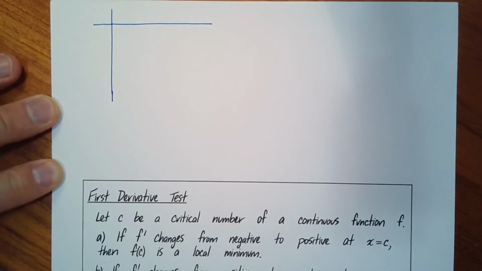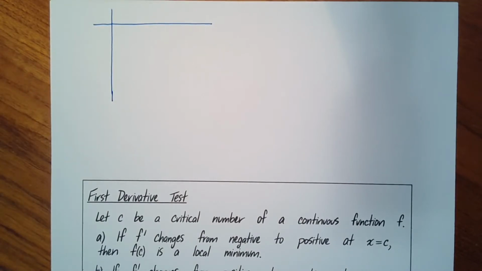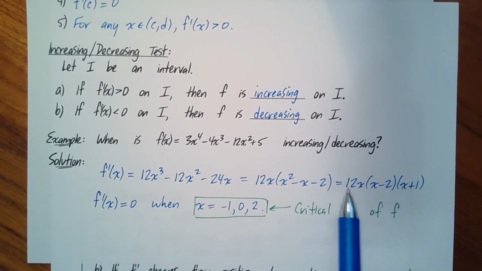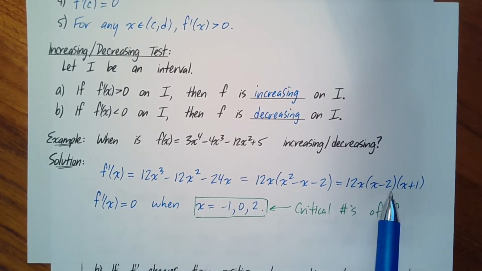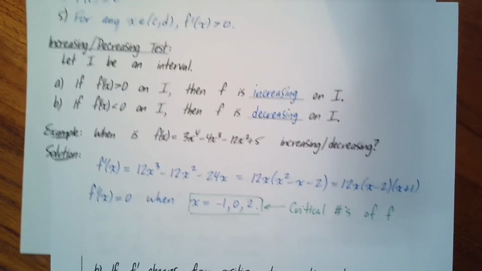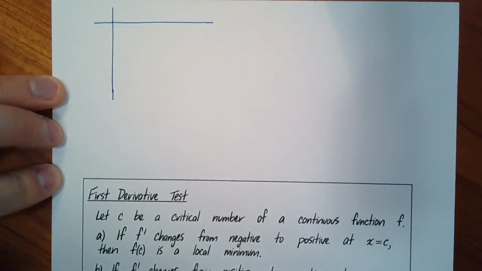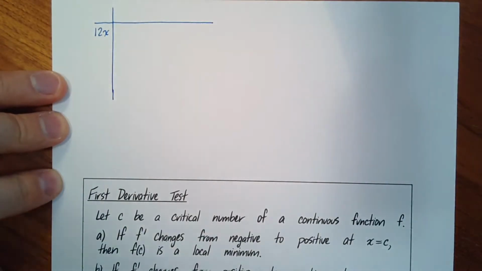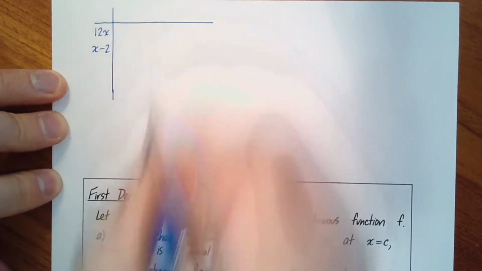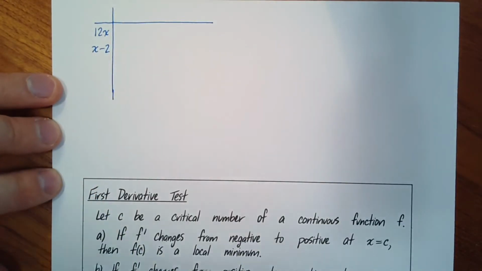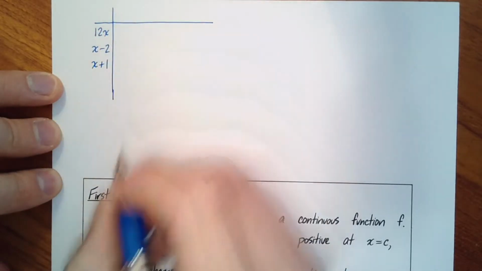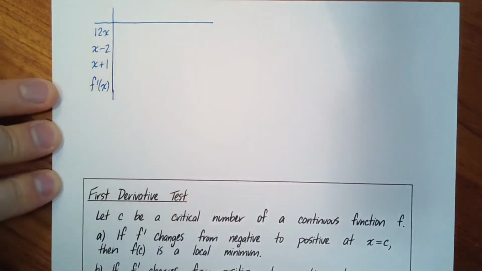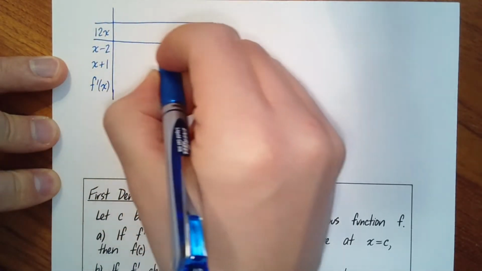Now, for the rows, we're going to take each of the factors that we had in our f prime of x once we factored it completely. So 12x is one factor, x minus 2 is another factor, and then x plus 1 is the third factor. Each one of those factors is going to get its own row. So 12x will be the first one, then x minus 2, then we'll have x plus 1, and then the last one will be the product of all three, which was f prime of x. Okay, so those are the rows.